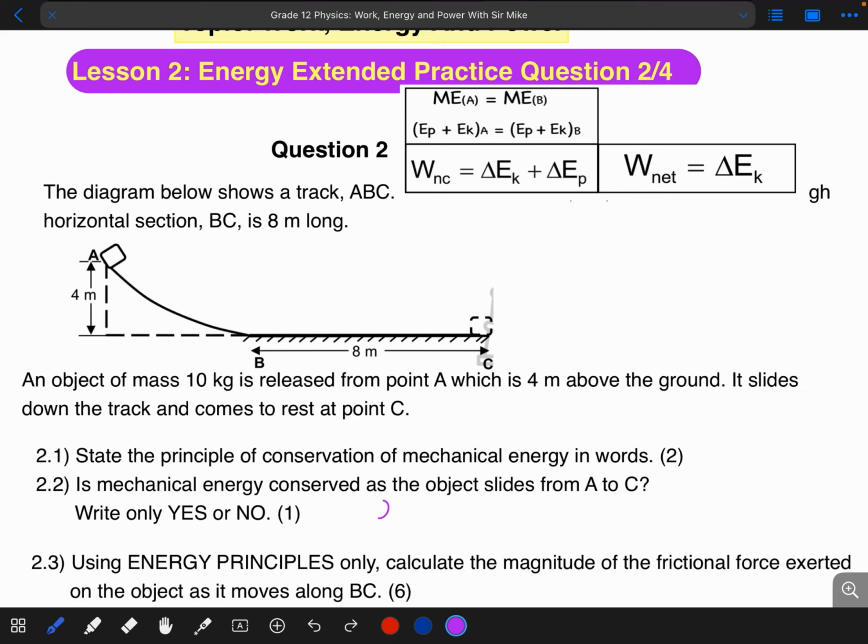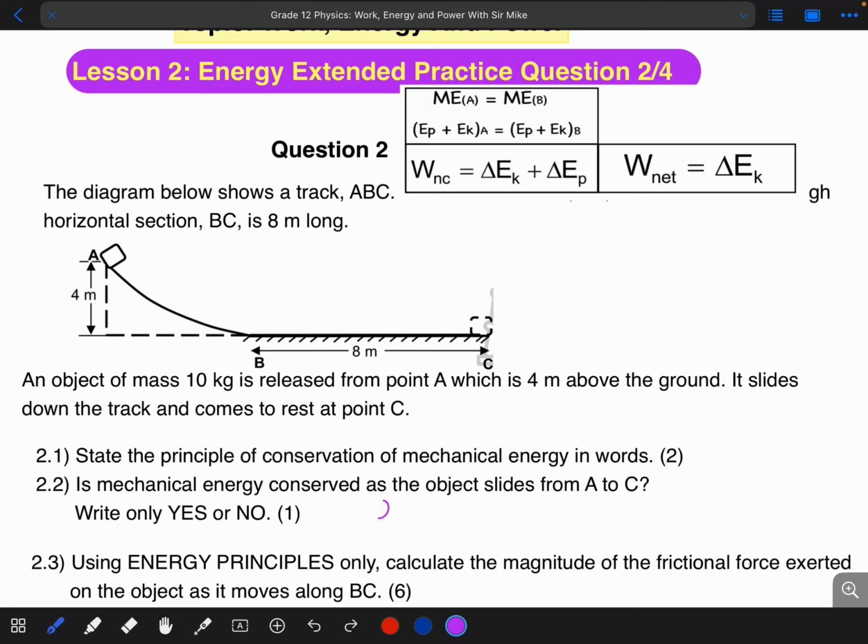For 2.1, they say: state the principle of conservation of mechanical energy in words. The principle of conservation of mechanical energy states that in an isolated system, the sum of the kinetic energy and potential energy is conserved. Or you can say that in an isolated system, the mechanical energy is conserved.